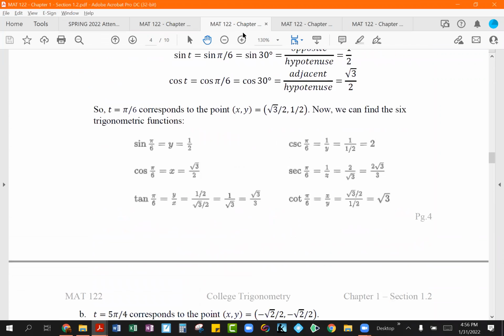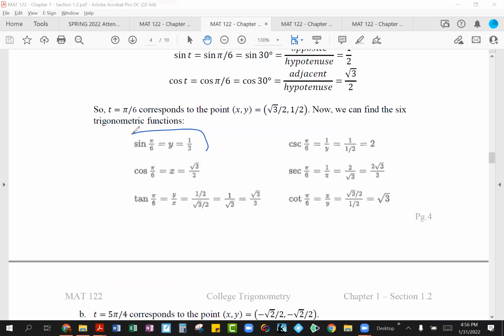Where did they go? There we go. So you can see from that they're coming up with sine of pi over 6 is going to be 1/2. Cosine of pi over 6 is going to be square root of 3 over 2. Then for the tangent function, we are doing y divided by x. So y is 1/2. X is square root of 3 over 2.